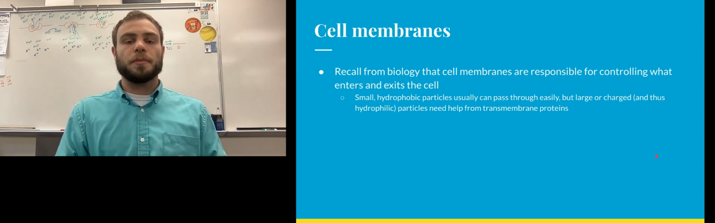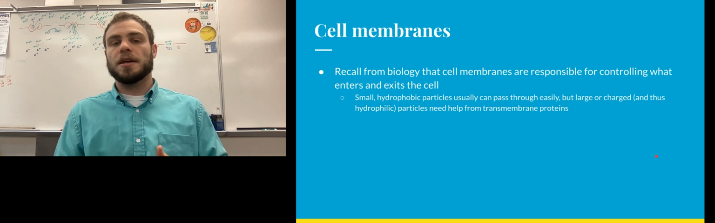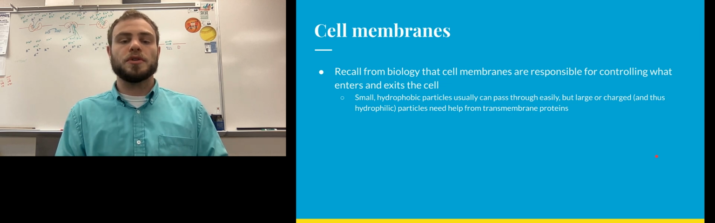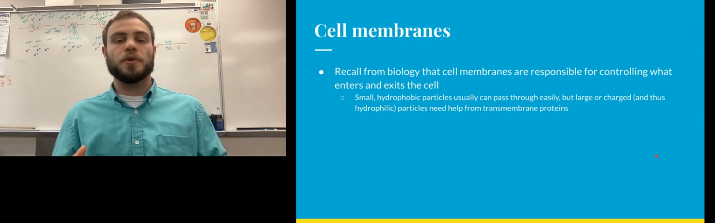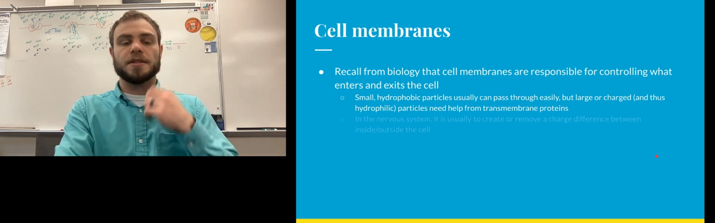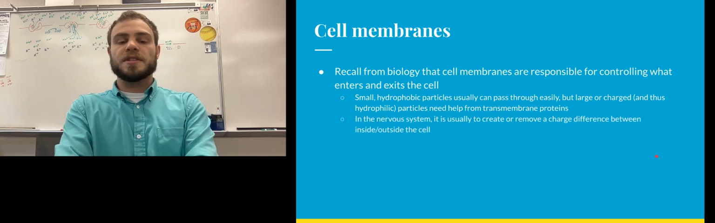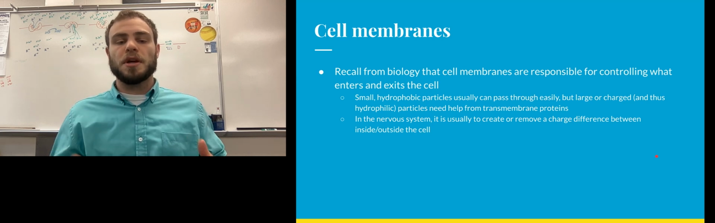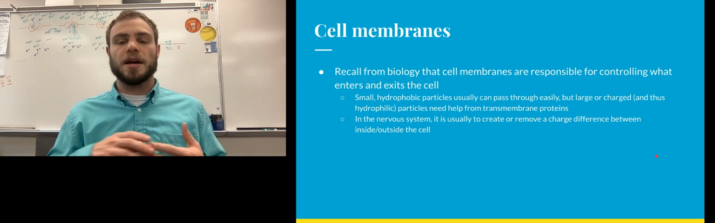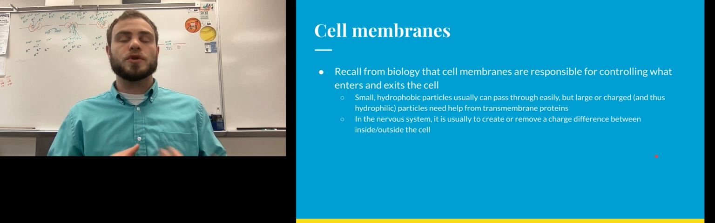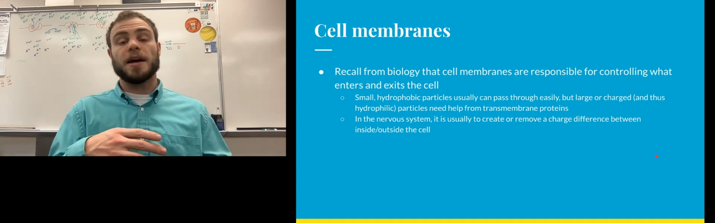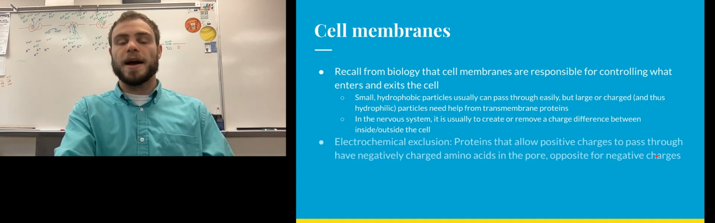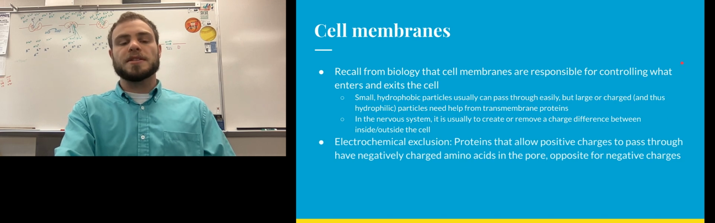Usually, your small hydrophobic particles are able to pass through the cell membrane quite easily, but your large or charged particles are going to need some help to move, with the help of transmembrane proteins. In the nervous system, usually those transmembrane proteins are going to be moving things back and forth to basically create or to remove a charge difference between the inside and outside of the cell, which we'll see on the high school side, in video 32, talking about action potentials.